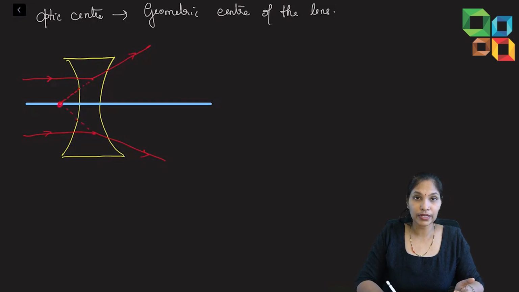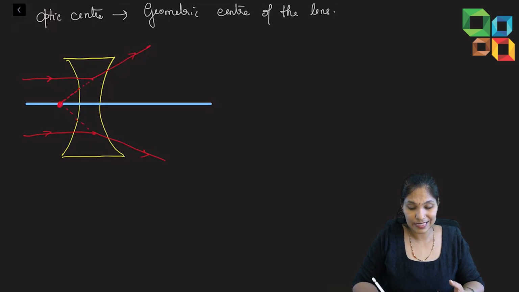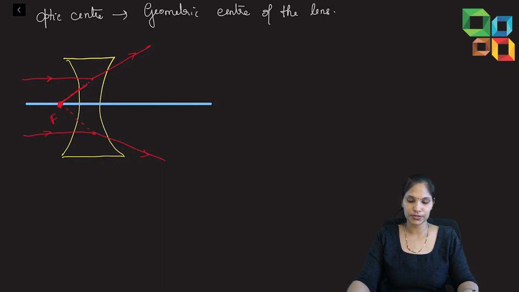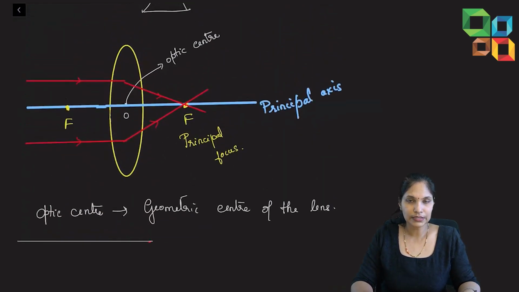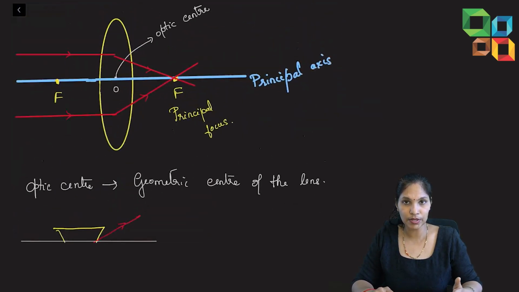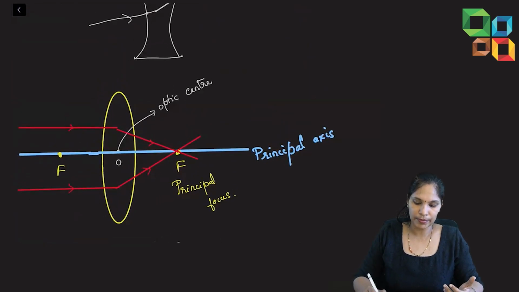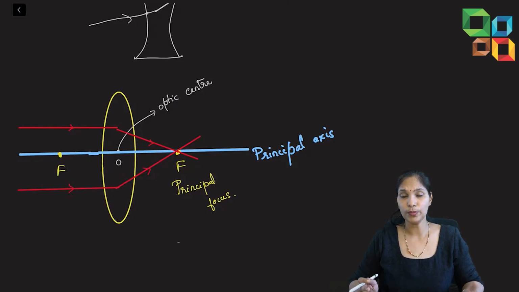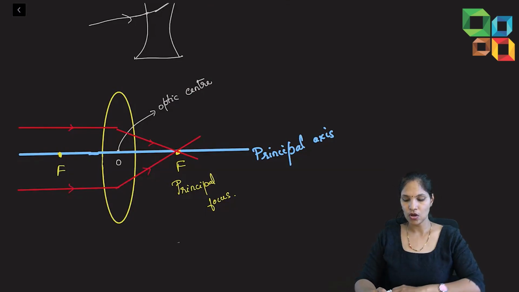So this point where the refracted rays appear to meet, really they're not meeting, or the point from where the refracted rays appear to diverge. It looks as if the refracted rays come out from here. So this point we call the principal focus. For convex, you can see it's on the left side if the incident rays are coming from the left side. But if the rays are coming from the right side, then the focus point will be on the left side like this. So we have two principal focus for concave as well as convex.